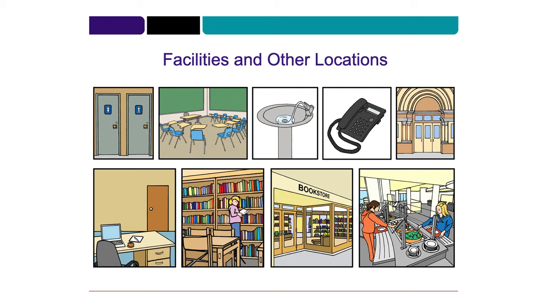So the next one, let's do the one in the second row. That one is office, and we're going to ask where is the office, and office does not have a specific sign. It is just finger spelled, so you practice that on your own. The next one is the library. Then we have the bookstore, and then we have the cafeteria.